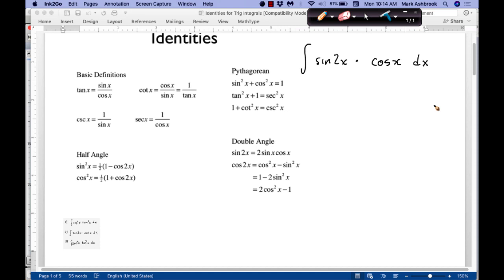Okay, I'm going to give you a couple minutes on this while I take attendance. Again, what's the goal? The goal is to use algebra and identities to either get something simple or stage it for undoing the chain rule. Okay, go.